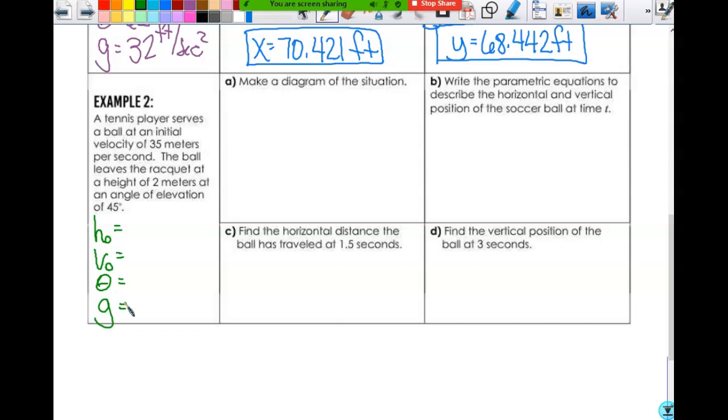Okay, so as I read through this, it says a tennis player serves a ball at an initial velocity of 35 meters per second. So my initial velocity is 35 meters per second. The ball leaves the racket at a height of 2 meters. So my initial height is 2 meters. Angle of elevation is 45 degrees. Since this is all in meters, my gravitational constant is 9.8 meters per second squared. Do y'all agree with all that? Okay.